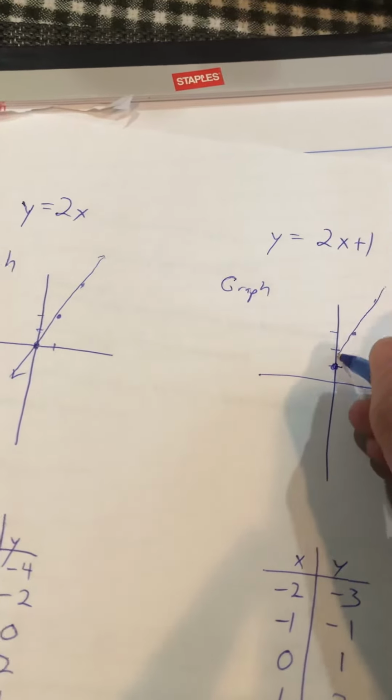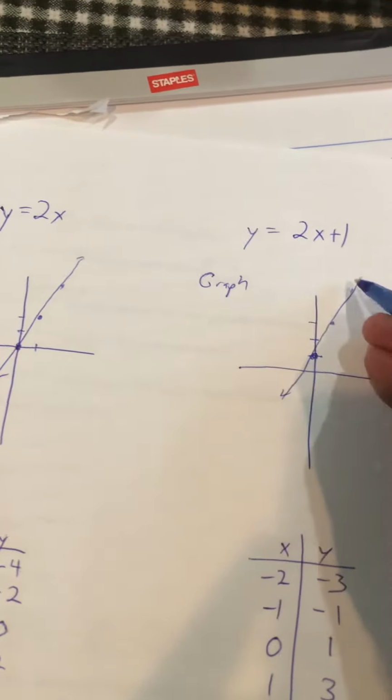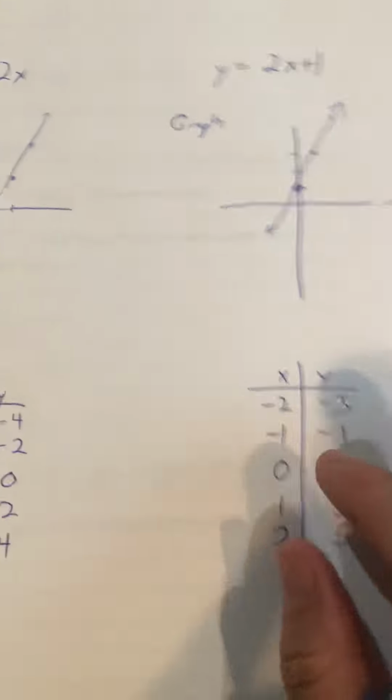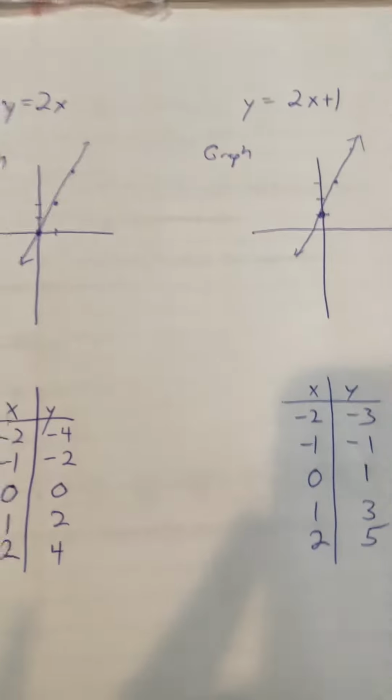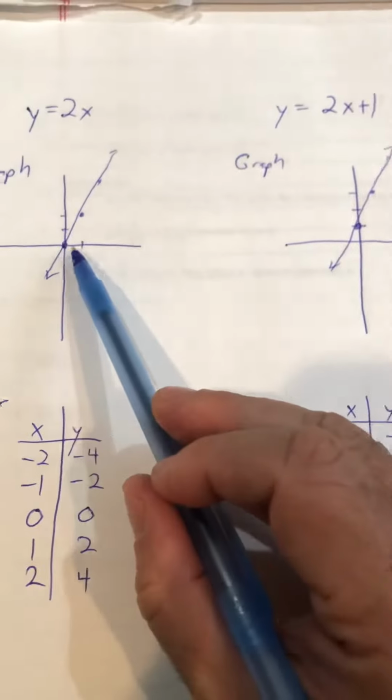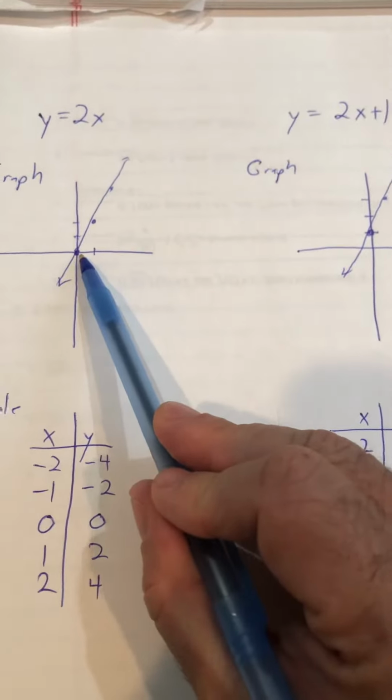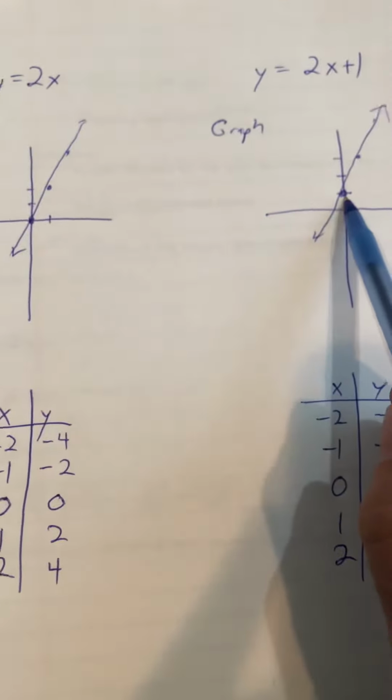All right, and the idea they really want you to see here is that they're actually very similar graphs. They look really almost exactly the same. The difference is where they cross the y-axis. So this one crosses at 0, this one crosses at 1.